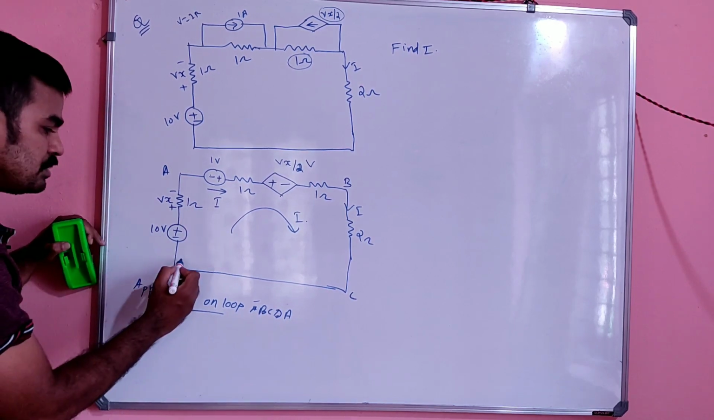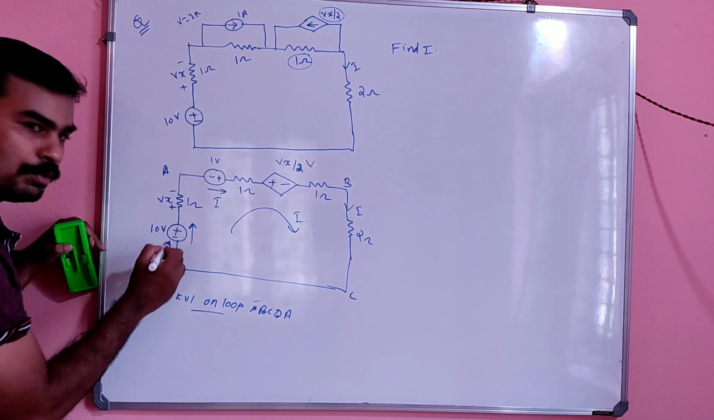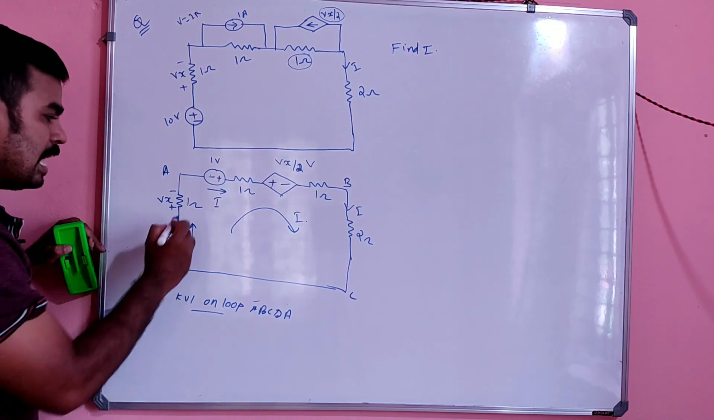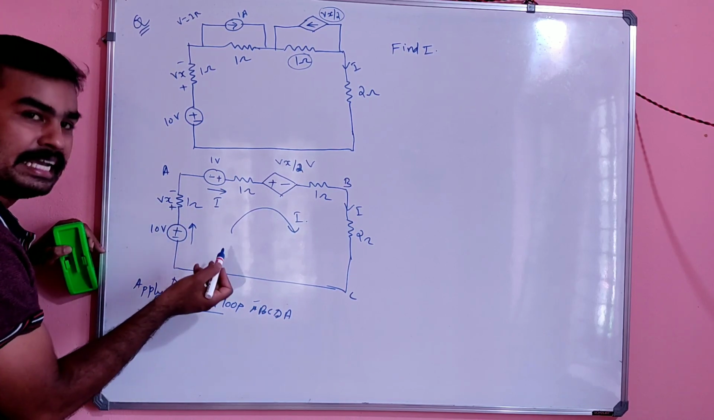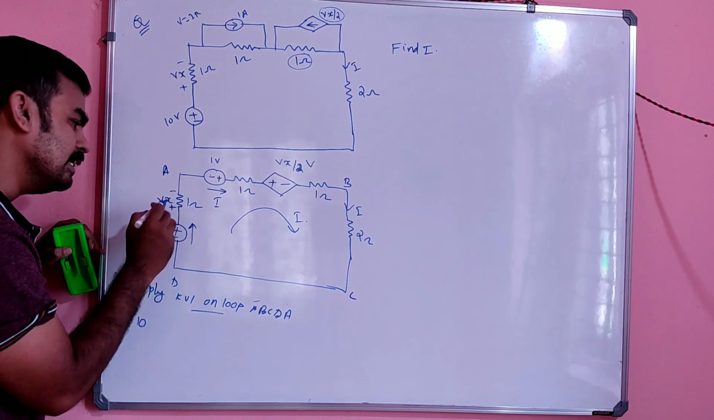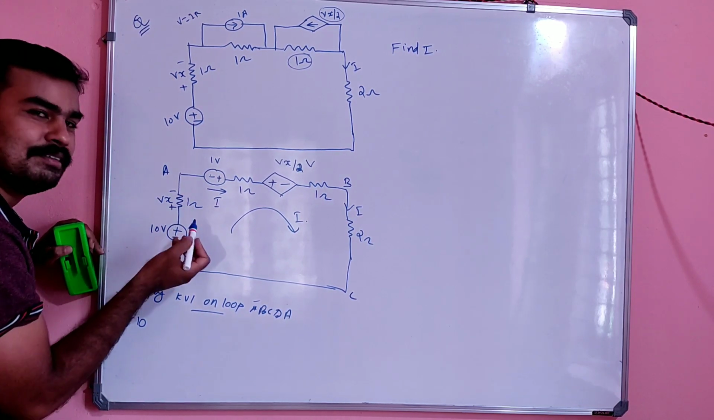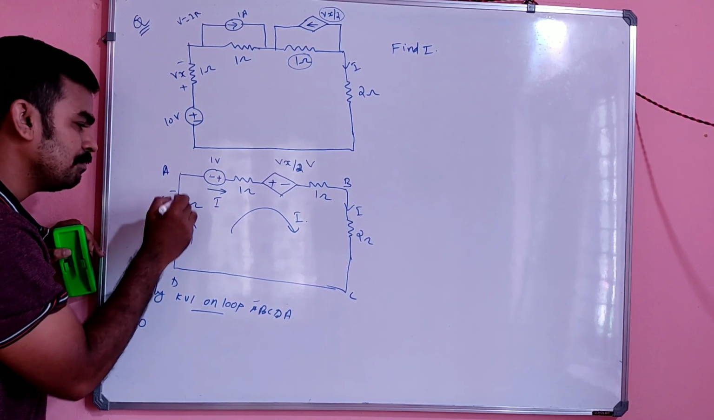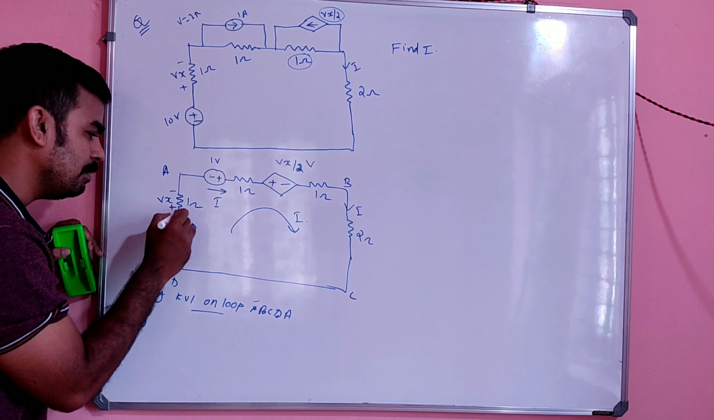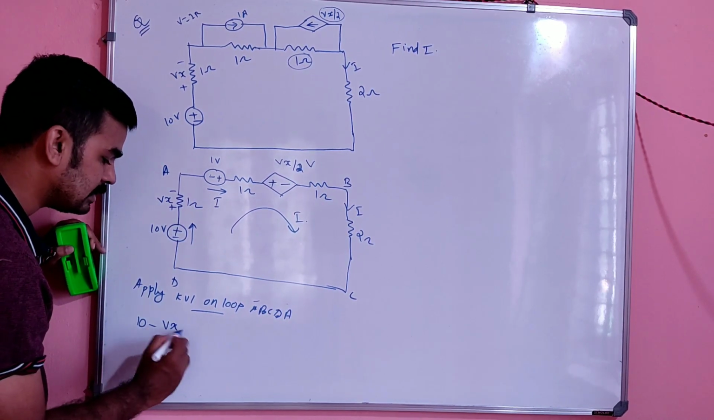What will be? I am starting from here to here, no? It will be a rise in potential, so it will be plus 10. And there is a drop across the resistor due to the current I. It is directly given that the voltage drop across that 1 ohm is Vx. Plus to minus is already given, because current is flowing from here to here, so across the resistance it will be plus here and minus here. So plus to minus means minus Vx.